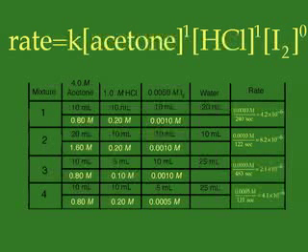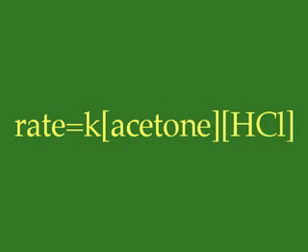By comparing trials 1 and 4, we see that the concentration of iodine is cut in half, but the rate doesn't change, indicating that there is no dependence on the iodine concentration. It is zero order. We simplify the final rate equation, getting rid of the ones as exponents. We also eliminate the iodine term since it is zero order.